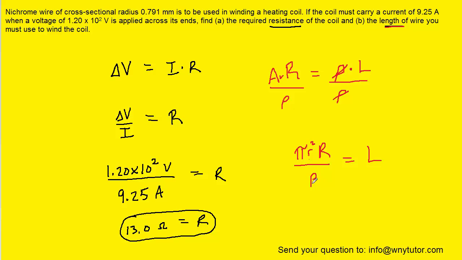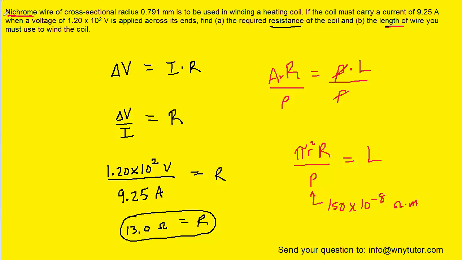And then for the denominator, we have that constant rho, and that value will depend on the material that the wire is made of. In this case, the wire is made from nichrome. So we'd have to go into the table of this chapter and look up the resistivity value for nichrome, which turns out to be 150 times 10 to the minus 8 ohm meters. So again, this is a constant that you would have to look up in the table of this chapter for nichrome wire.